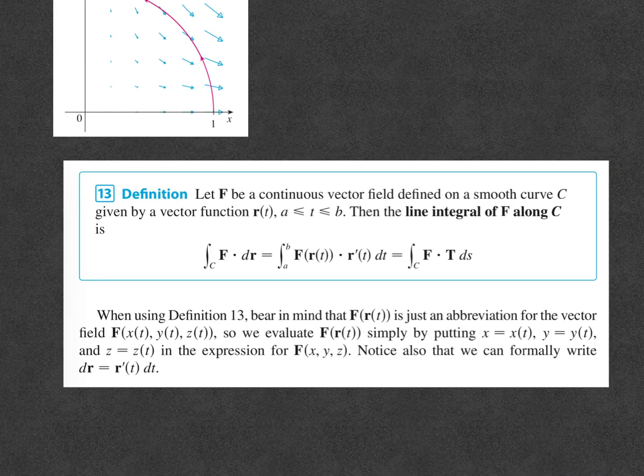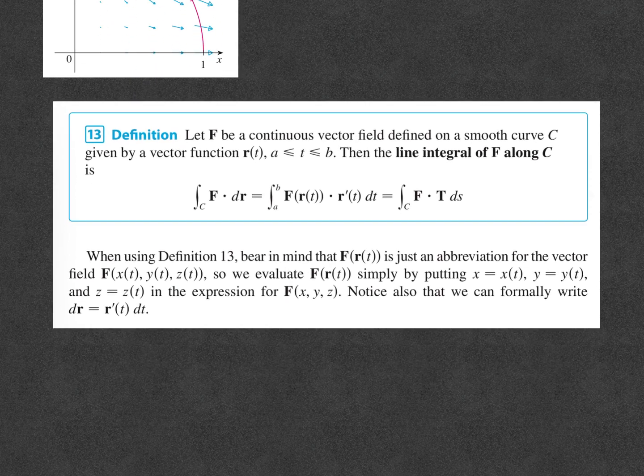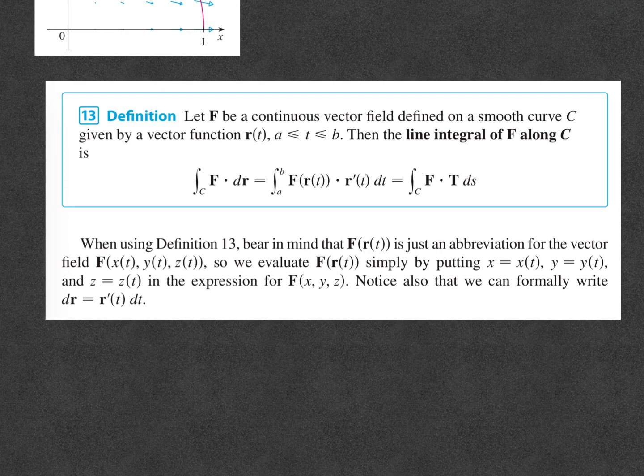So if you look at this box, it says, let f be a continuous vector field defined on a smooth curve C given by the vector function r of t, where t is defined between a and b. Then the line integral of f is the integral of f with the dot product of dr. So this is the integral from a to b of f of r of t times the derivative of r of t dt, and it can be written as the integral of f and the dot product of T. So the one in the middle is helpful. The one on the end can be helpful. You just have to decide what's helpful for you.